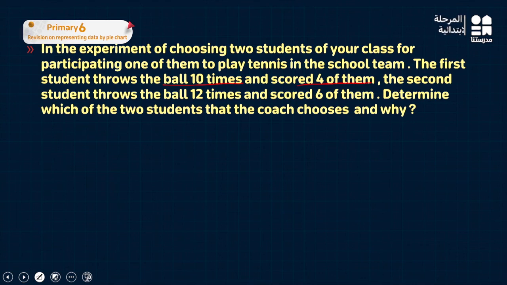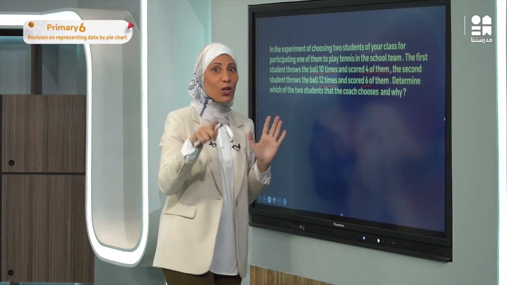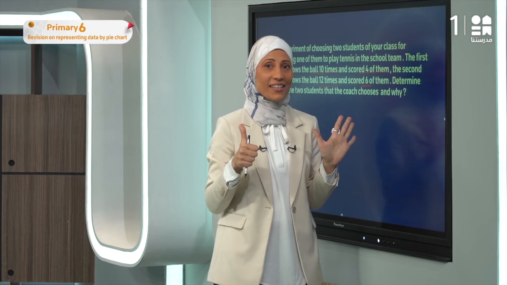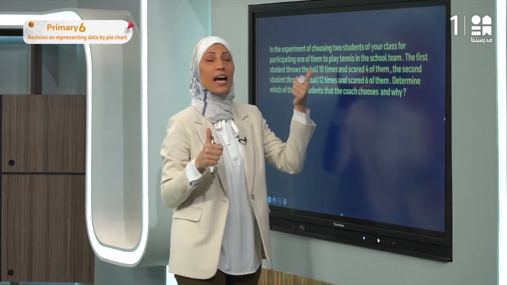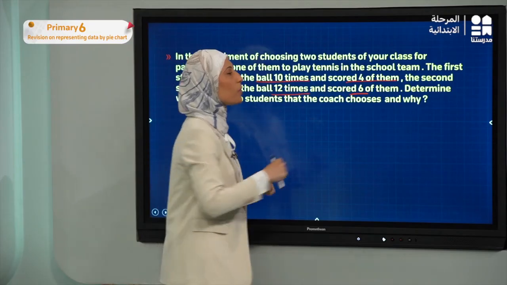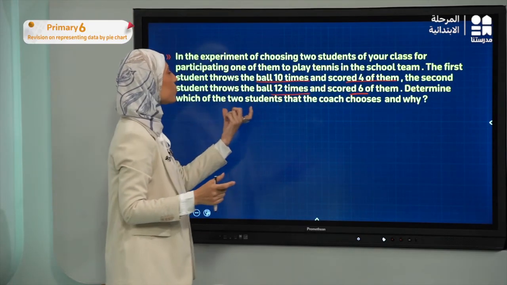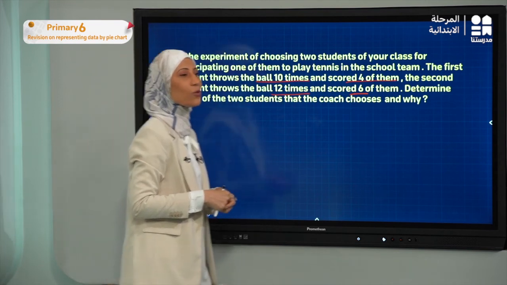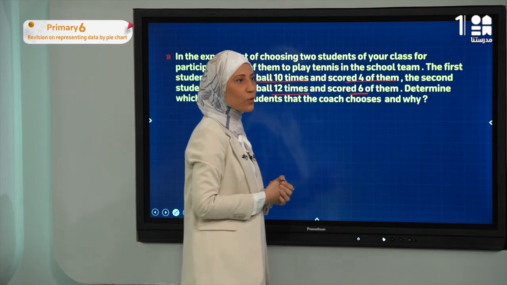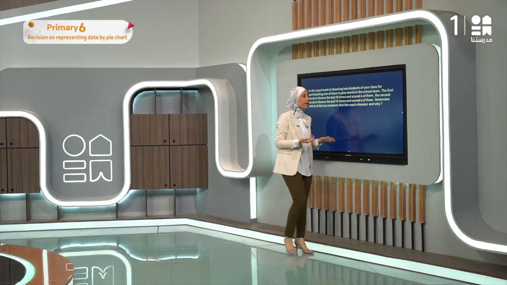The second student threw the ball 12 times and scored 6 of them. He threw the ball 12 times and scored 6 out of 12. Here the first threw 10 times and scored 4 only. It says determine which of the two students the coach will choose and why. So which one can the coach choose? Of course the better one, the right one.